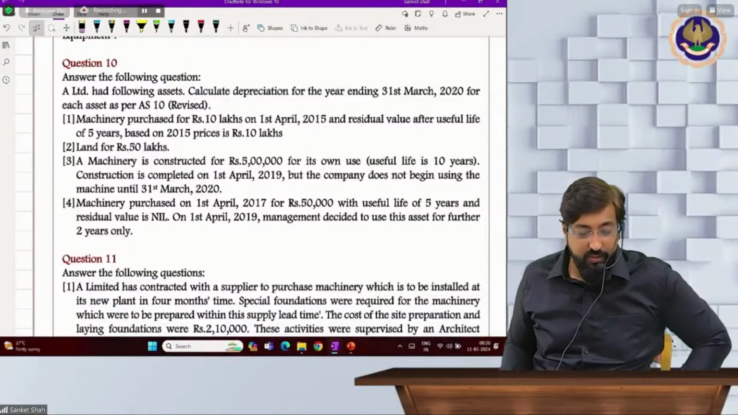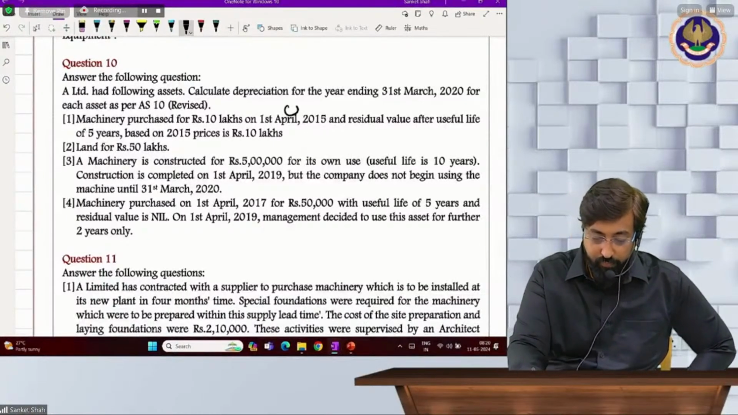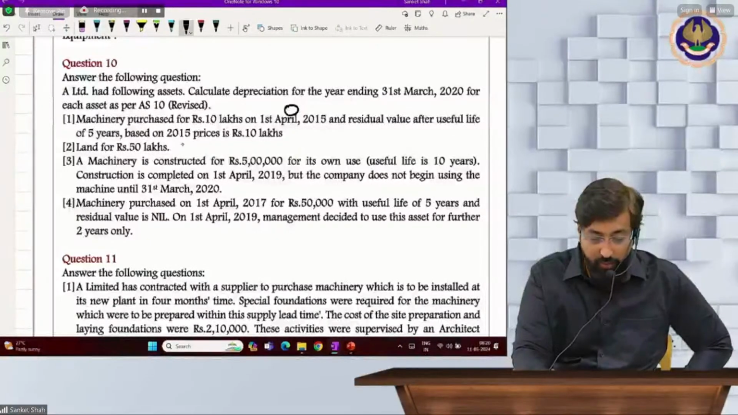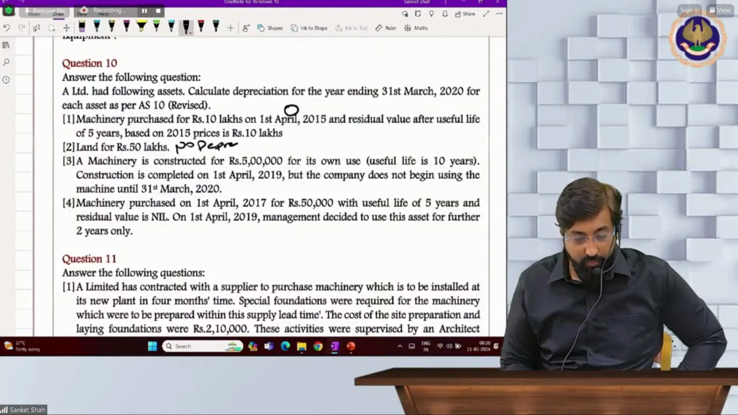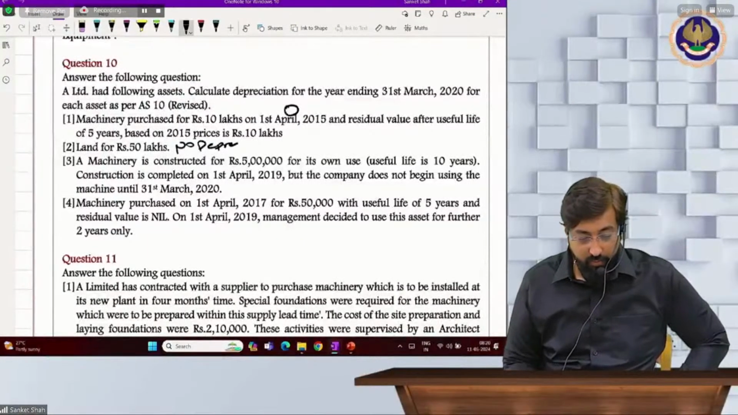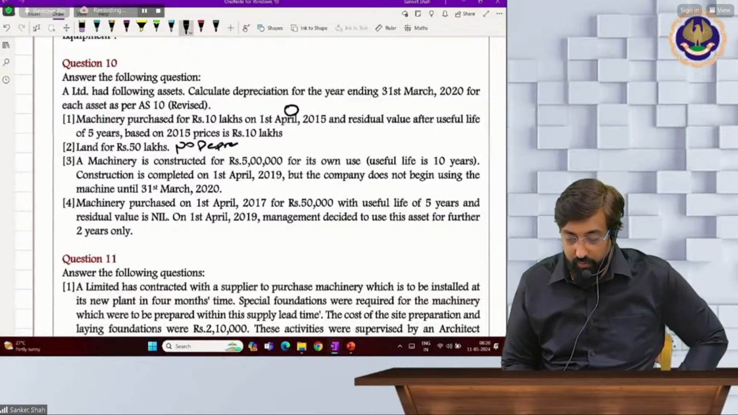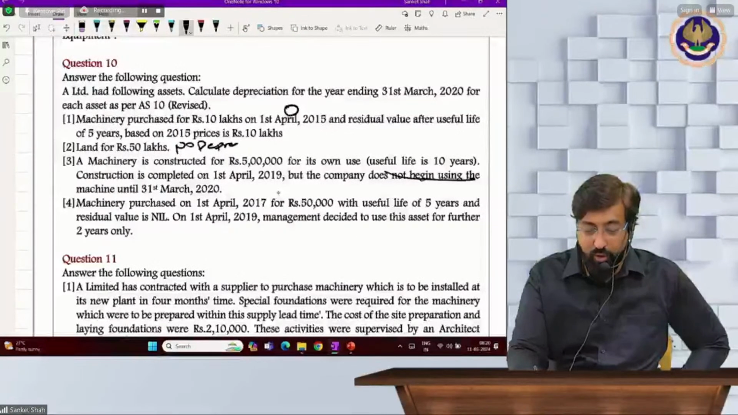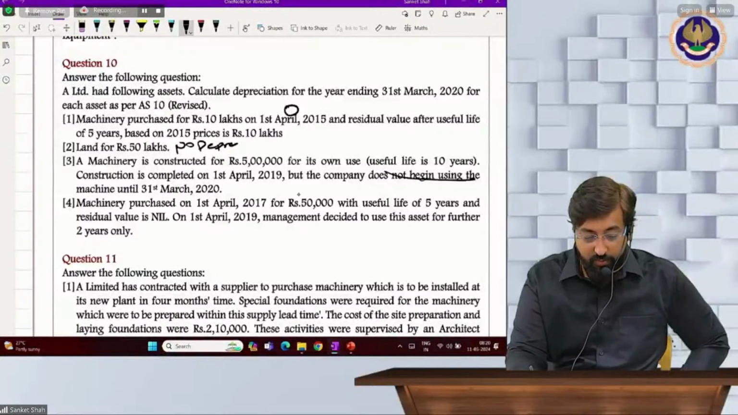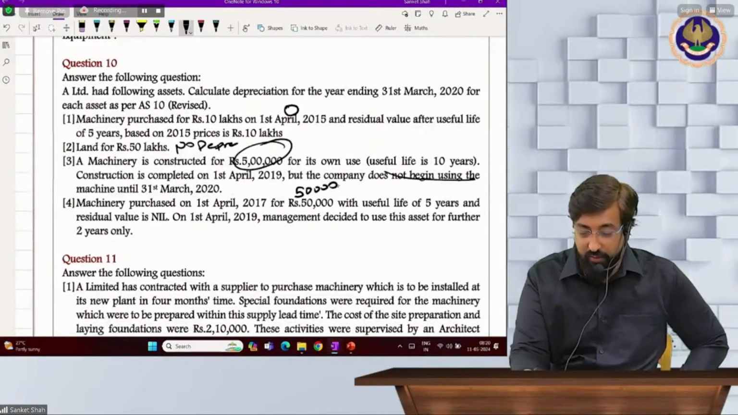First year's depreciation is 0. Land: no depreciation. Put to use is not important; ready to use is important. So for 50,000 you will provide the depreciation: 5 lakhs divided by 10 years.